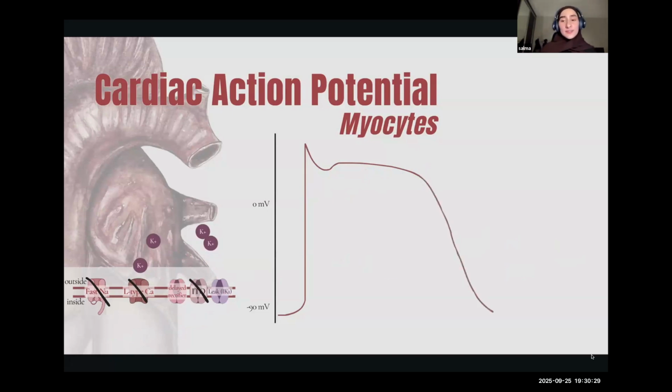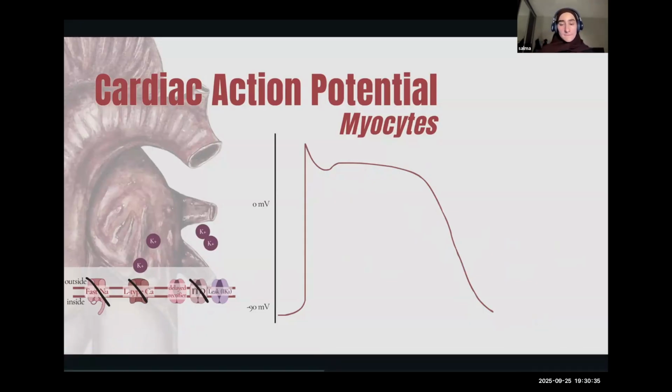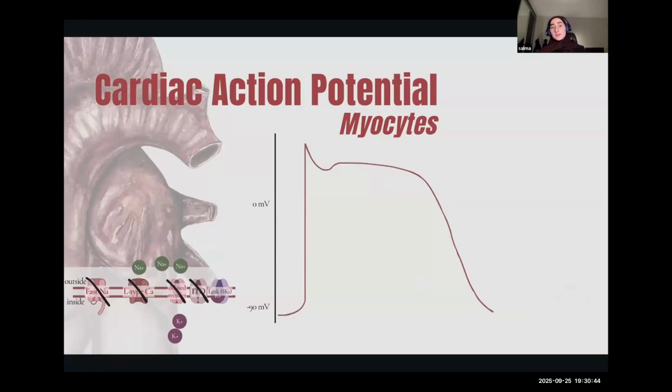Repolarization. Exactly, negative. It's going to go down. If it goes below resting potential, that's what we call hyperpolarization. Okay? And then up next, we have our NaK ATPase and our leak potassium current channel.